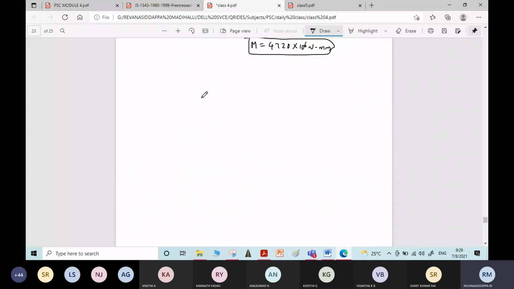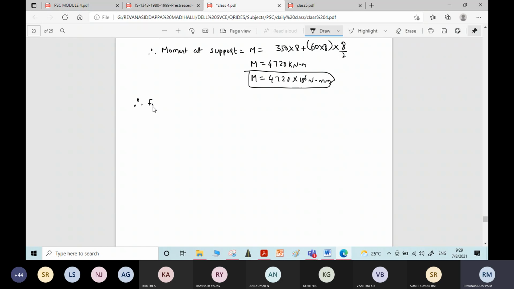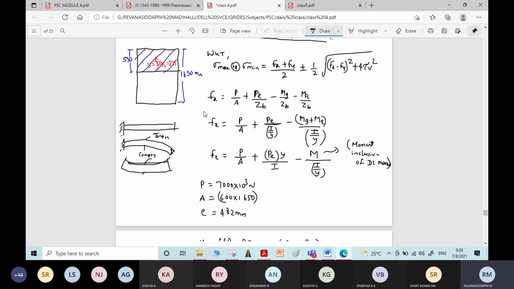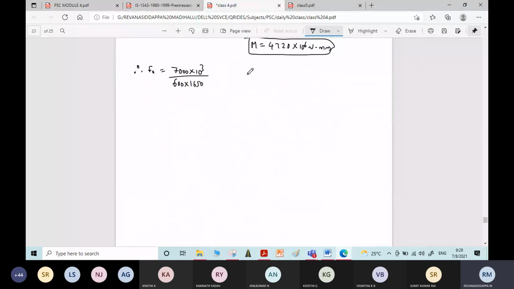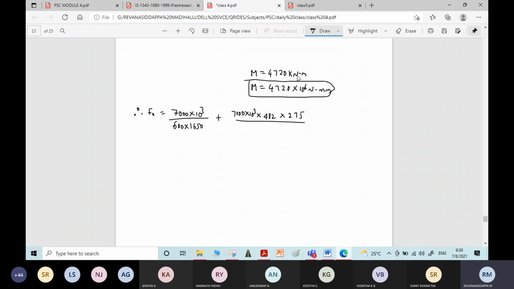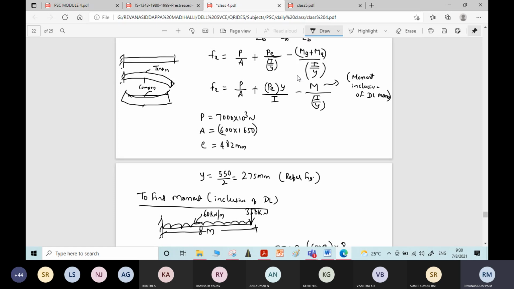Just find Fx now. Fx equal to P by A. P is 7000 kilonewton. 7000 into 10 power 3 divided by area, 600 by 1650, then plus P E into y divided by I. P is 7000 into 10 power 3 into eccentricity, which is 482, into y bar 275, divided by the moment of inertia. Moment of inertia we did not find.